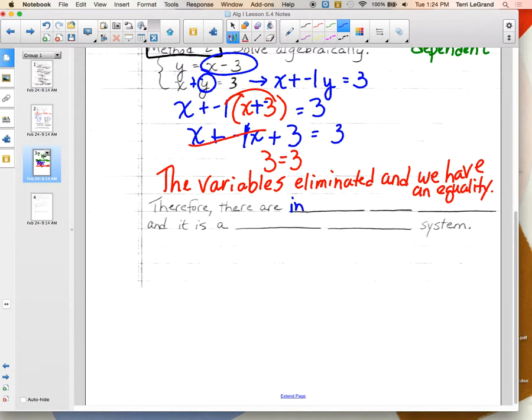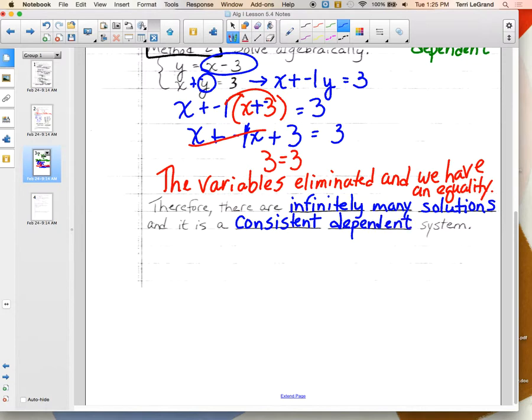Remember on the front we said if the variables eliminate and we're left with an equality, we're going to say this is an infinitely many solutions one. And if it's an infinitely many solutions one, it has a solution. It just has lots of them. So what kind is it, consistent or inconsistent? Consistent. And when it has more than one, it is dependent. Yeah, more than one. Dependent.